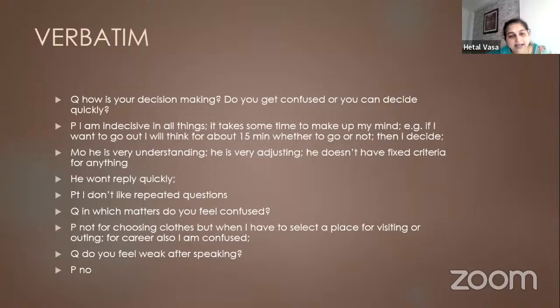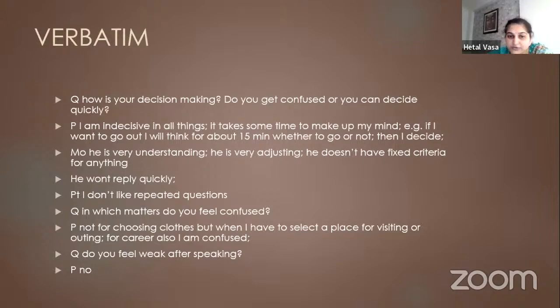He won't reply quickly. If somebody asks him something, he will keep quiet or ignore answering the questions. Yeah. So patient says again, I don't like repeated questions. He was kind of irritated. Maybe I felt at that point of time that I'm asking him too many questions. So he says, I don't like repeated questions.